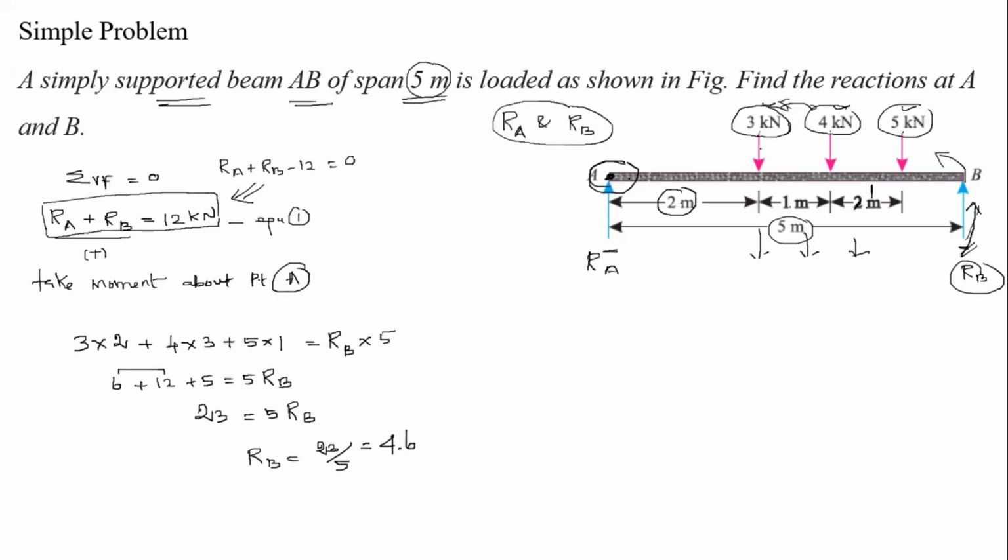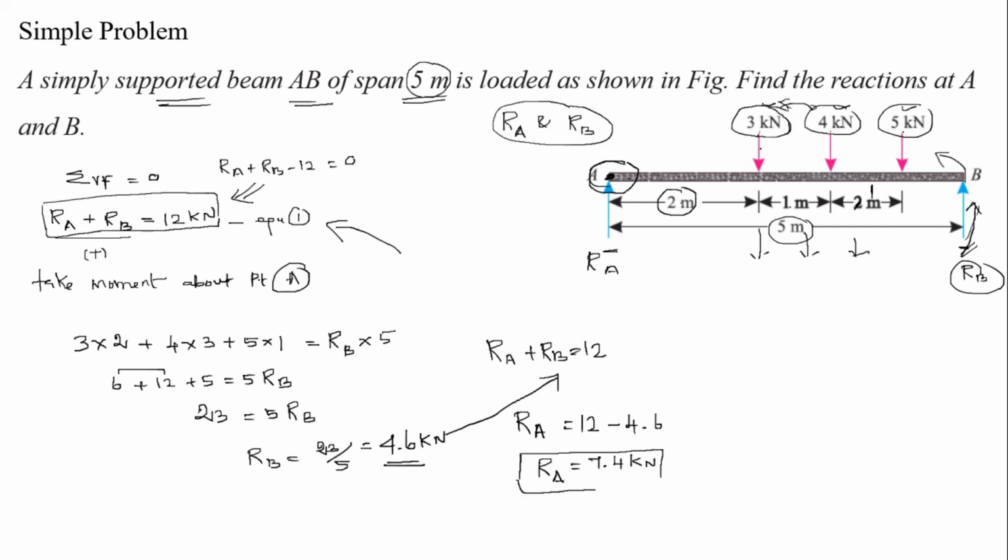So 4.6 kilonewton. Now we know that RA plus RB is equal to 12 kilonewton. Now we substitute the value 4.6 for RB. So RA is equal to 12 minus 4.6, which is equal to 7.4 kilonewton. So RA is equal to 7.4 kilonewton, and RB is equal to 4.6 kilonewton. So this is the answer.